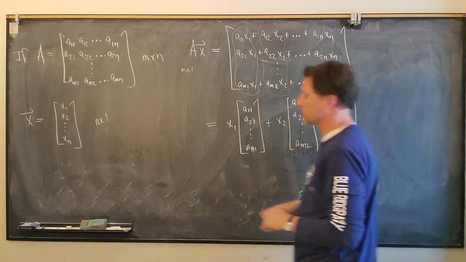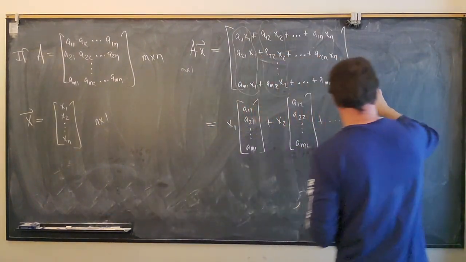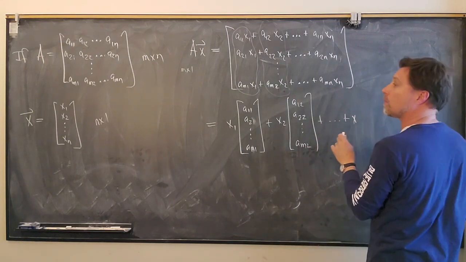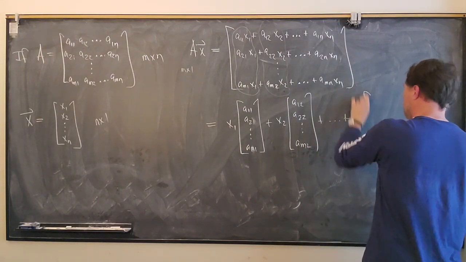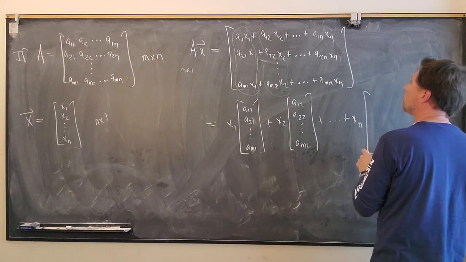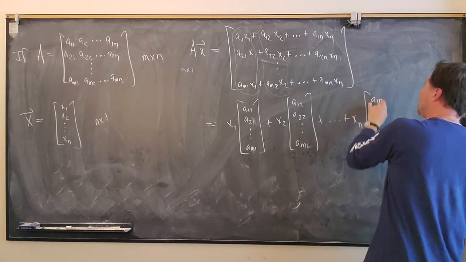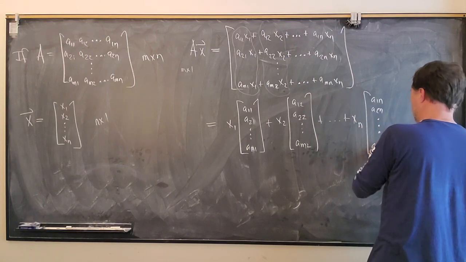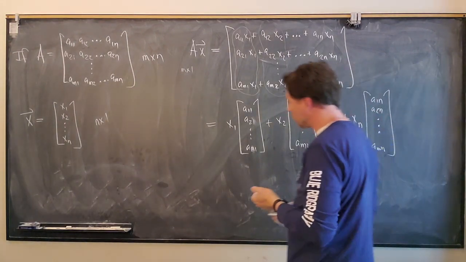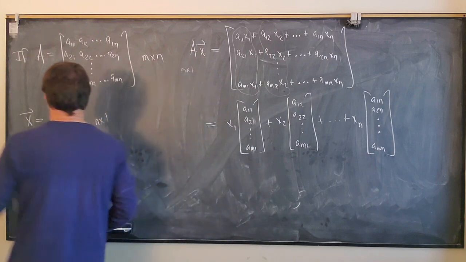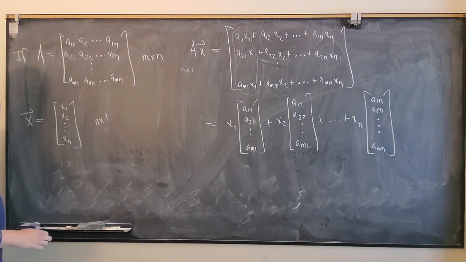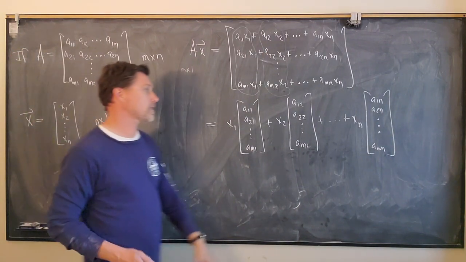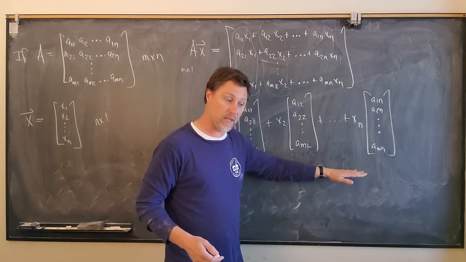Oh, so this last one should say plus x sub n times the last one here. So this would be A1n, A2n, dot, dot, dot, Amn. So this is important. What you can see is that when you do matrix times column vector, it can be expressed as a linear combination in this fashion right here.